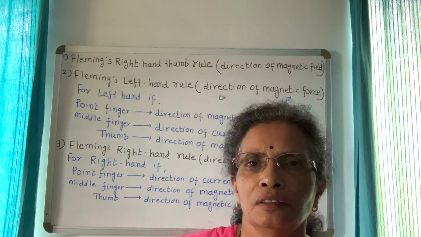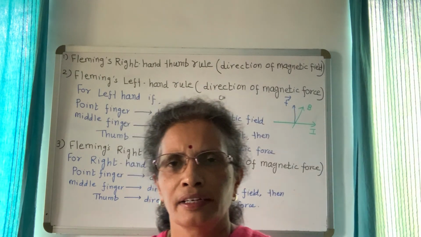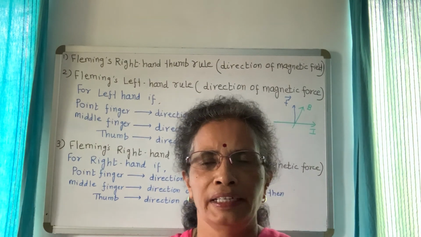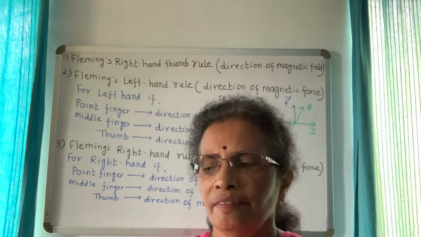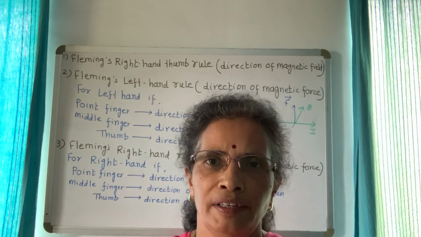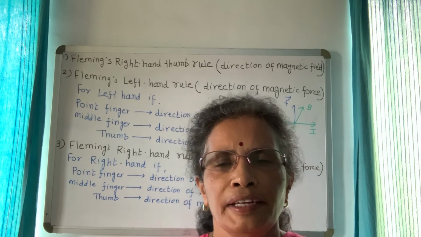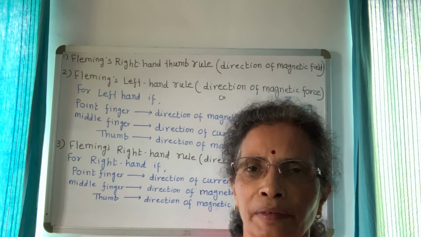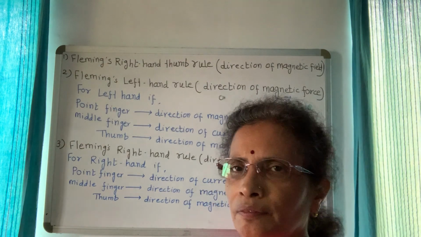Hello students, today we are discussing the introductory part of the magnetic field produced by an electric current. So whenever the current passes through the conductor, it produces a magnetic field around it. The direction of the magnetic field can be found out by using Fleming's right hand thumb rule.